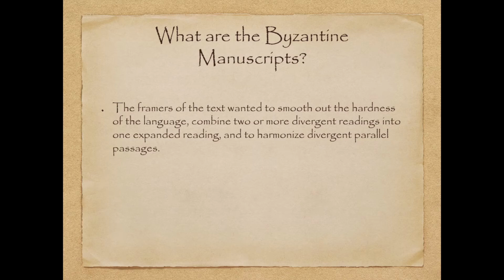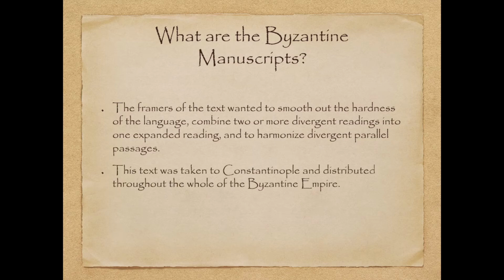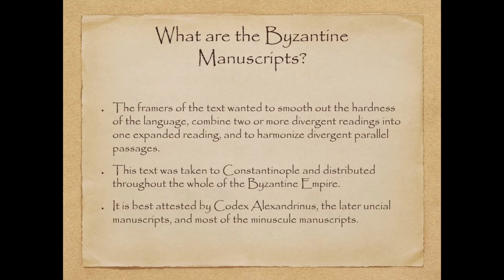The framers of the text wanted to smooth out the hardness of the language, combine two or more divergent readings into one expanded reading, this is called conflation, and to harmonize divergent parallel passages. This text was taken to Constantinople and distributed throughout the whole of the Byzantine Empire. It is best attested by Codex Alexandrinus, the later uncial manuscripts, and most of the minuscule manuscripts.